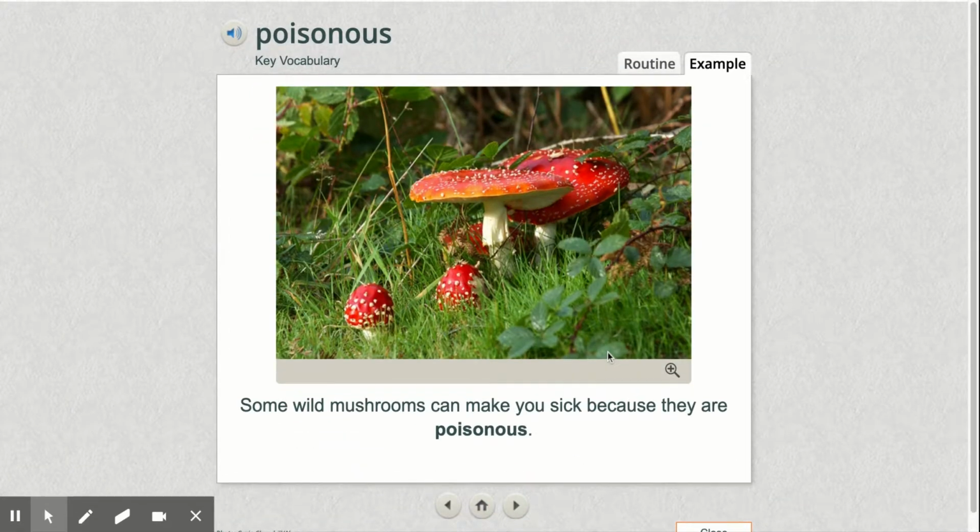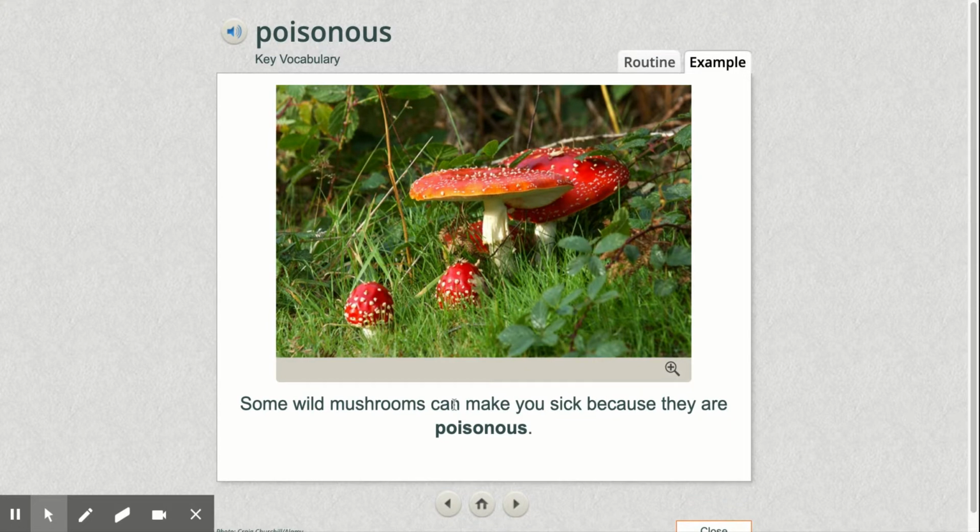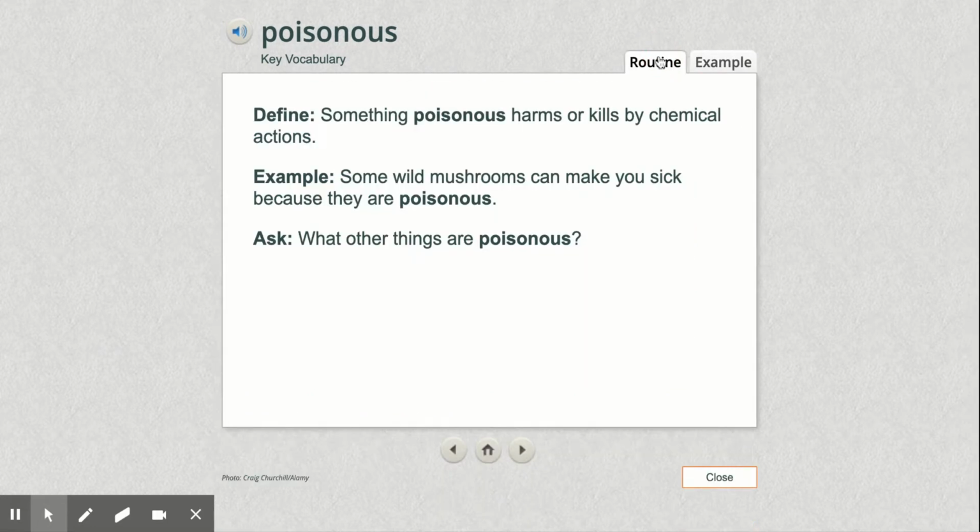Next word is poisonous. If something is poisonous, it is toxic to you. In this example, some wild mushrooms can make you sick because they are poisonous. Something poisonous harms or kills by chemical actions. A lot of things can be poisonous to you, like if you have too much medicine or if you eat something that you're not supposed to.